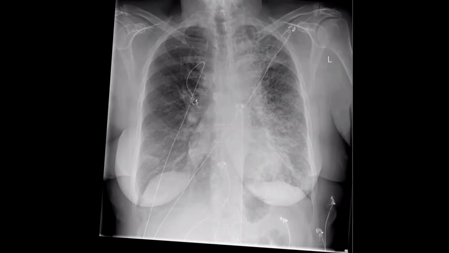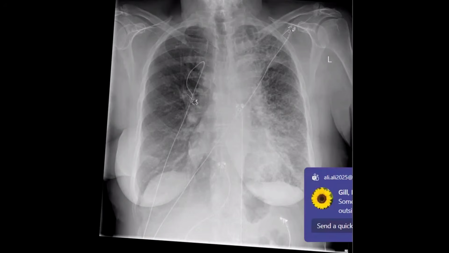The patient is complaining of dyspnea. She has a history of melanoma. I've been provided with a frontal chest radiograph of a skeletally mature patient. This is a female patient.